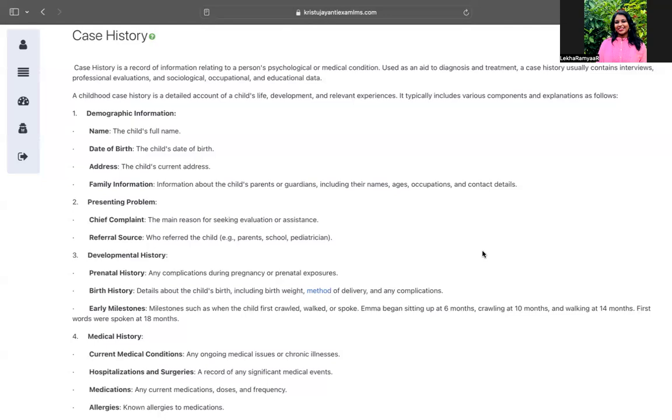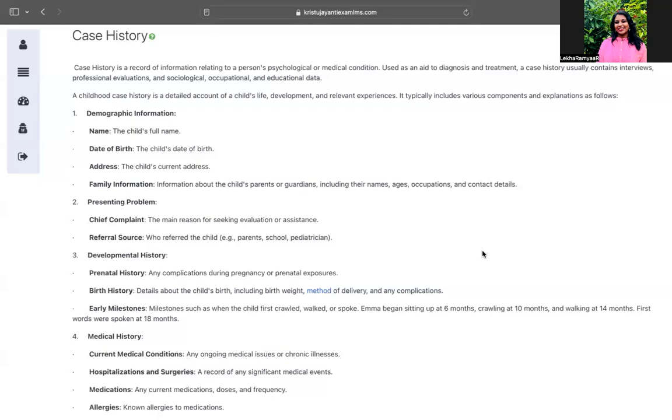Okay, the next thing is early milestones. These are again very important aspects. We try to understand whether the baby was able to attain the milestones at that specific period of time or not. So when did the baby first crawl? When did the baby first sit down, walk? All of those. In fact, language development, cognitive development, and emotional development are also assessed at this point.